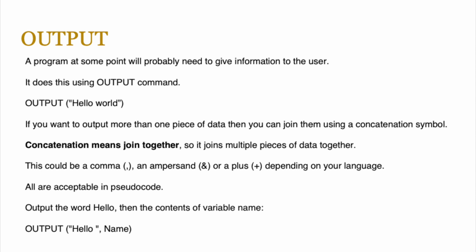So for example, if I wanted to connect hello, which is a string, to a variable name, I could write it as output brackets hello in quote marks, that's your string, comma name, and the name would be a variable. So it will take the value which is stored in name and join it with hello and output that on screen.